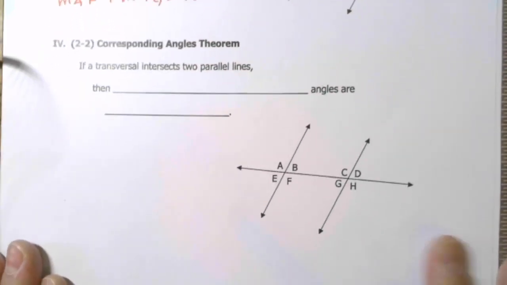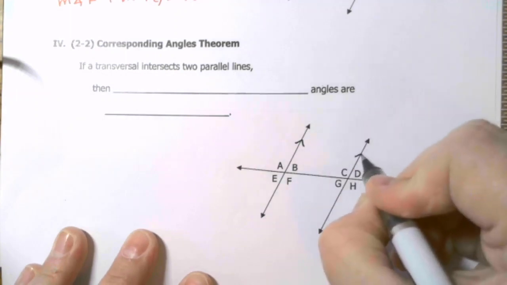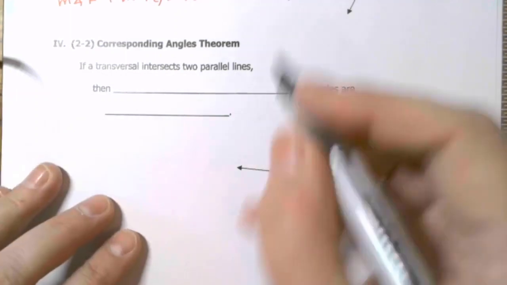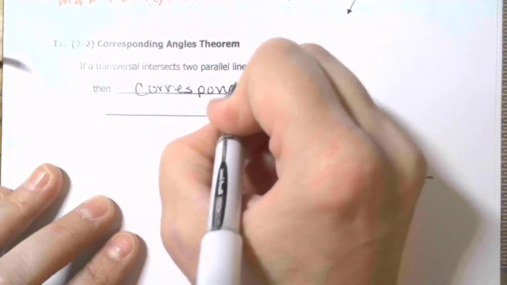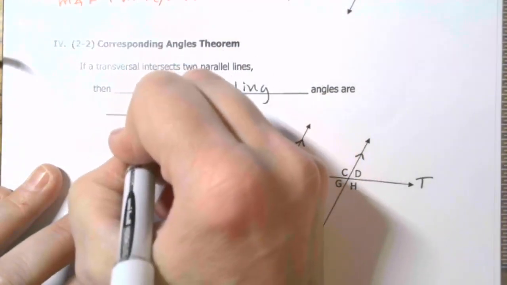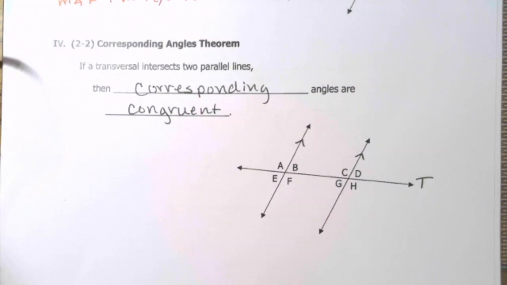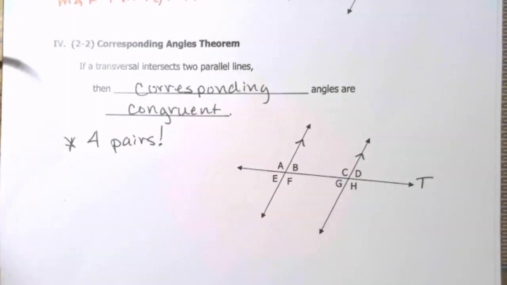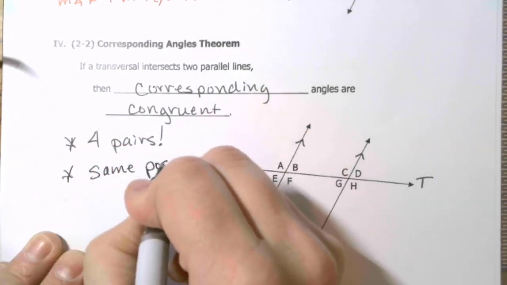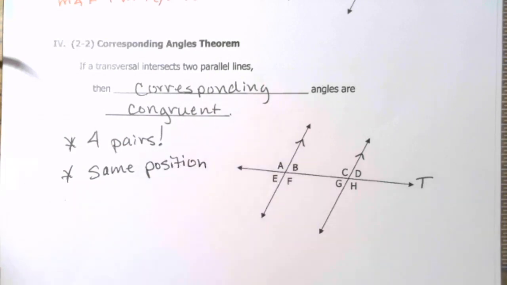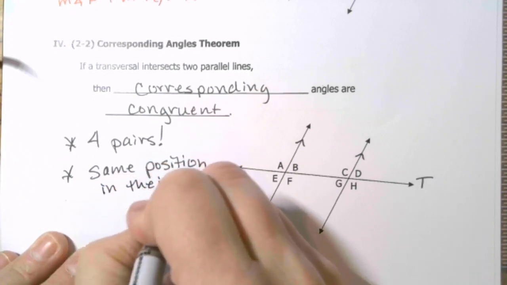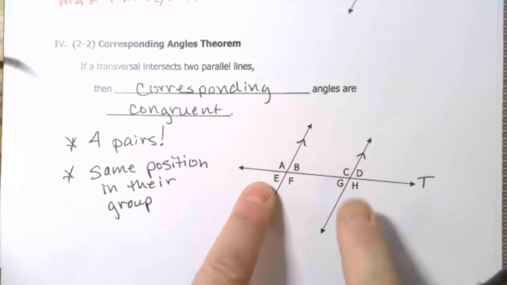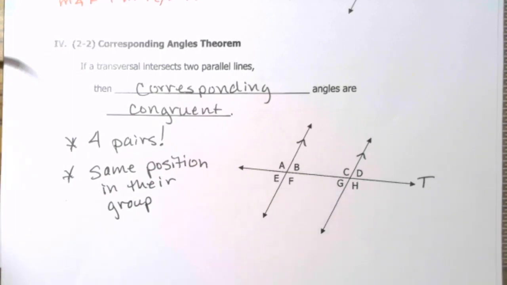Okay, Theorem 2-2. Corresponding angles theorem. If a transversal intersects two parallel lines, okay, mark the parallels, that's the transversal, then corresponding angles are congruent. There's actually 4 pairs of corresponding angles in a drawing. Corresponding refers to the fact that they are in the same position in their group. So we have 2 groups here of angles. Corresponding means they're in the same relative position.